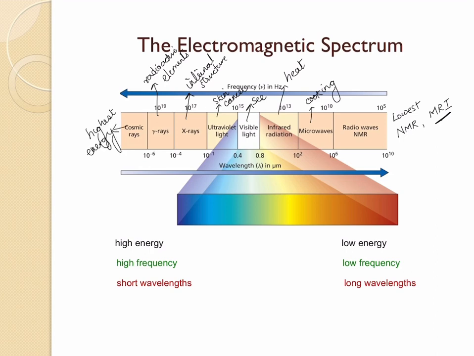If you look into the electromagnetic spectrum, you can clearly see that as you go from right to left, from radio waves to cosmic rays, the energy of the radiation increases, and therefore the frequency also increases. But as you go in the opposite direction, the energy and frequency is going to decrease while the wavelength is going to increase. So high energy means high frequency but shorter wavelengths, and in the same way, low energy, low frequency is associated with longer wavelengths.